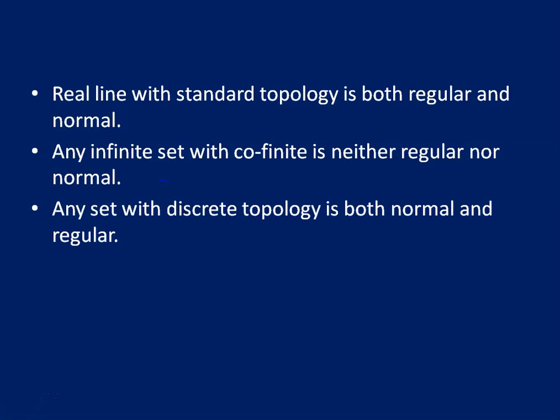Similarly, any set with discrete topology is both normal and regular, because in the case of discrete topology, every subset is an open set. So if we take two disjoint closed sets, we can very easily separate them by two disjoint open sets. Similarly, if we take a closed set and a point outside it, we can very easily separate them by two disjoint open sets. So any set with discrete topology is both normal and regular.